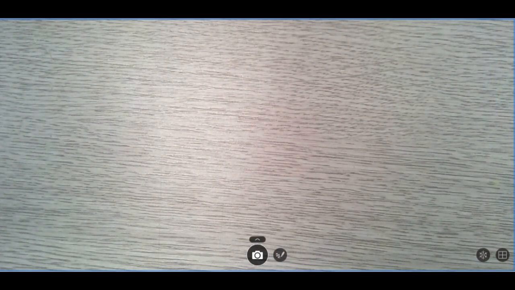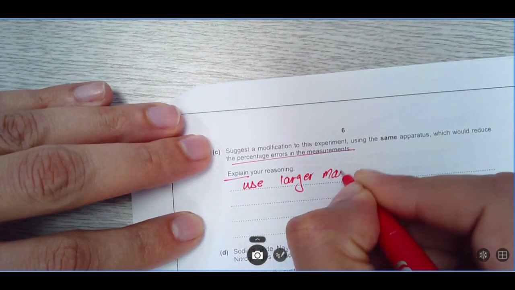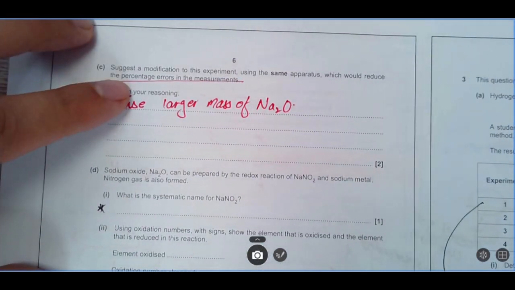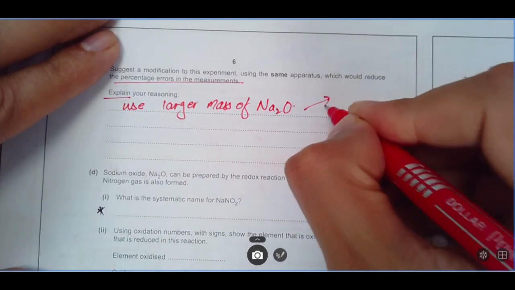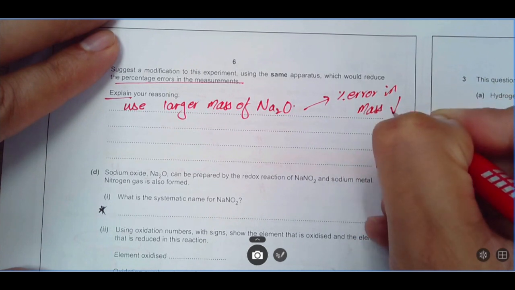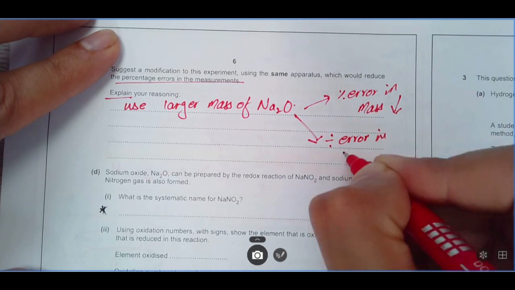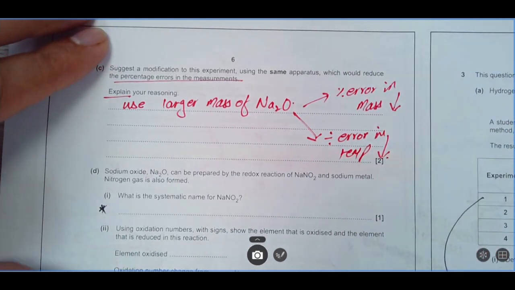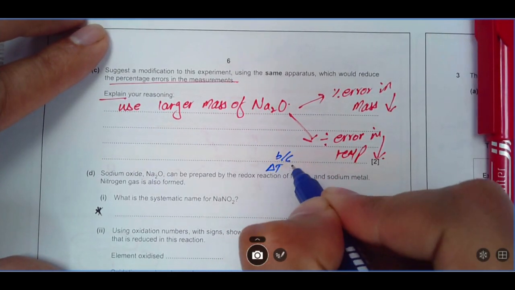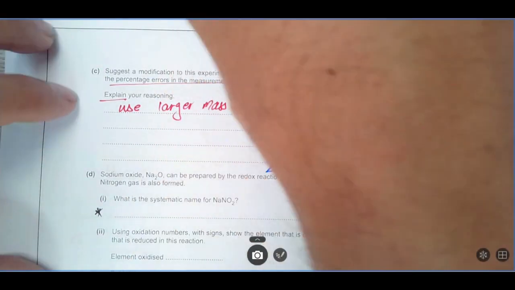Okay, I can say use larger mass of Na2O. Now if you use larger mass of Na2O, what will happen? Then the percentage error in mass will go down, number 1. And also the percentage error in temperature will also go down because the delta T will be bigger now. Here mass will have a bigger value and your uncertainties will remain the same.